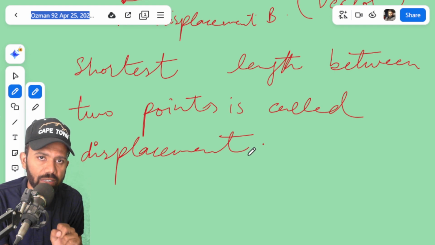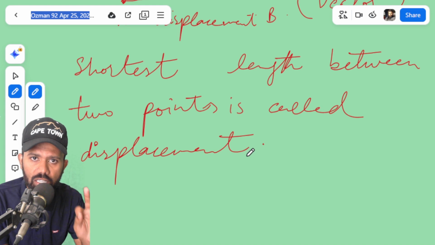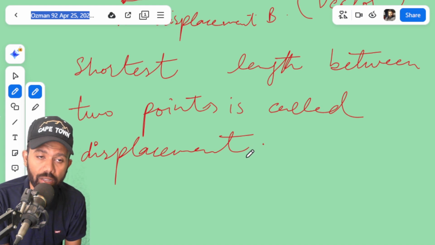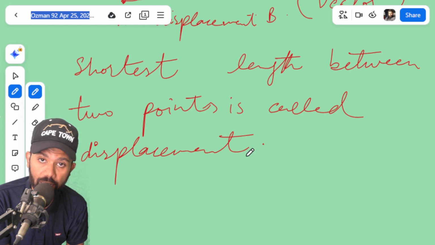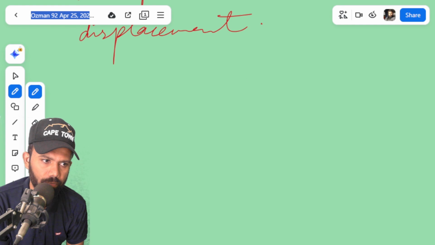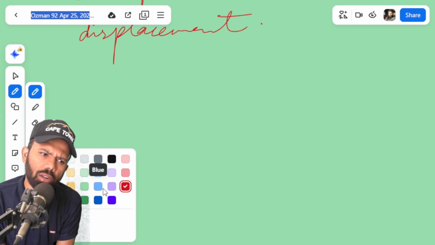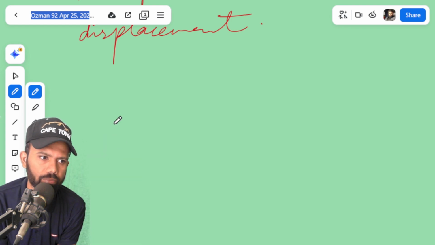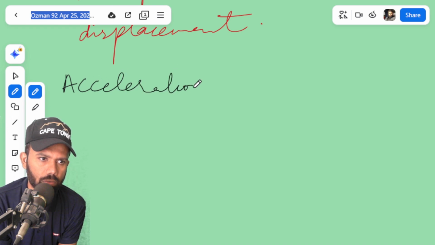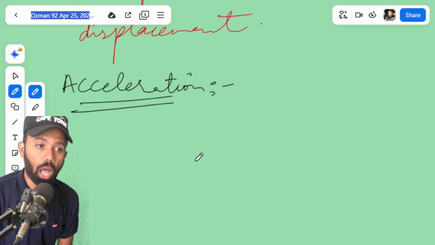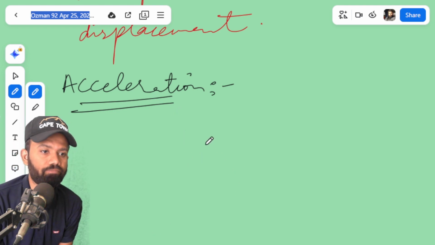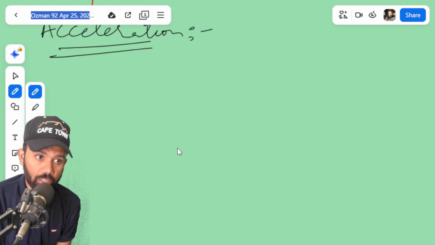So till now we have discussed speed, velocity, distance, and displacement, and our next topic is acceleration, which is important and a little complex, just a little bit, not much. Okay, acceleration. How do we understand acceleration? We understand acceleration with an example.